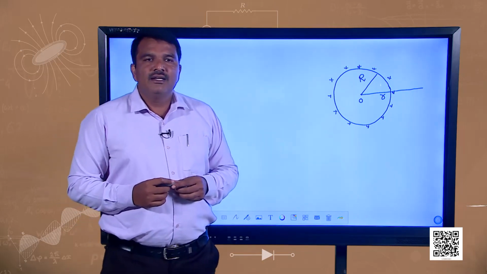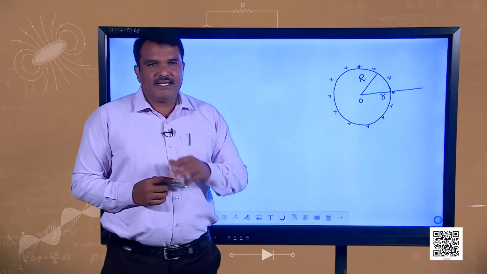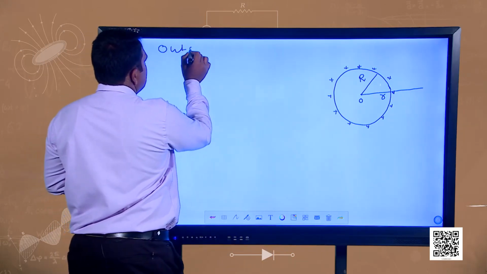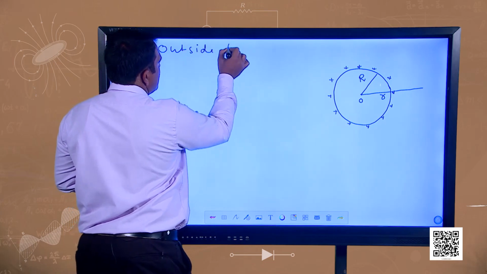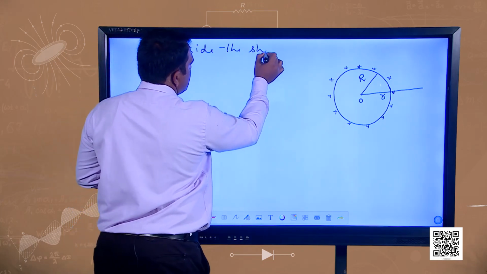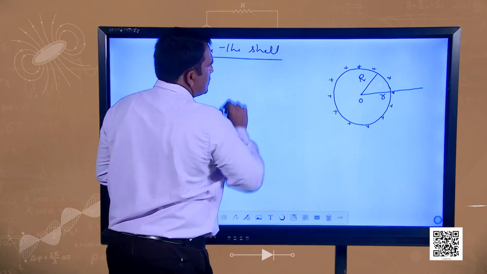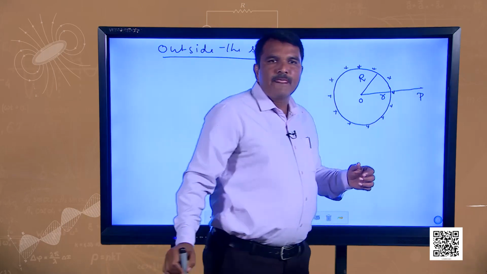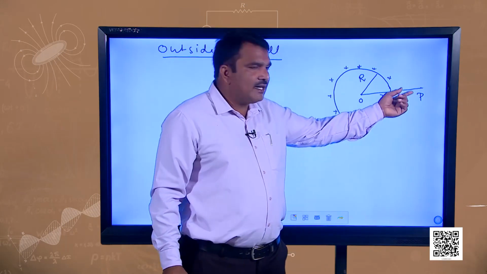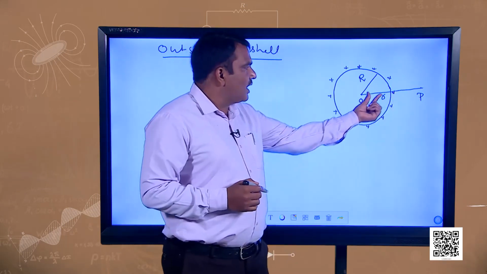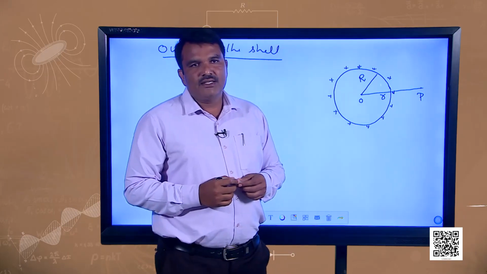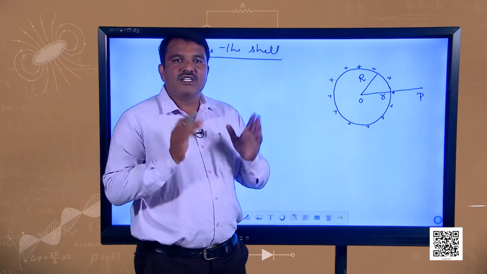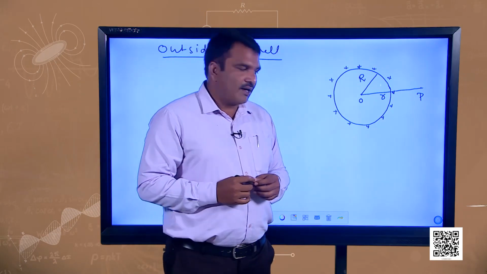So, let us find electric field at any point outside the shell first. Suppose we have a point P and this point P is lying outside the shell at a distance small r from the center of the shell. So, let us imagine a Gaussian surface in the form of a sphere of radius small r.